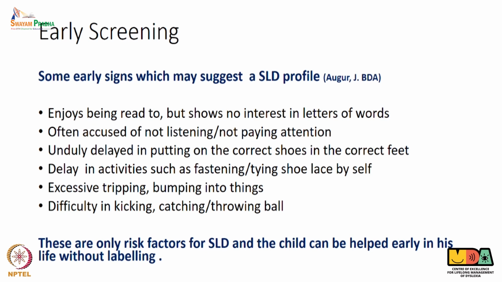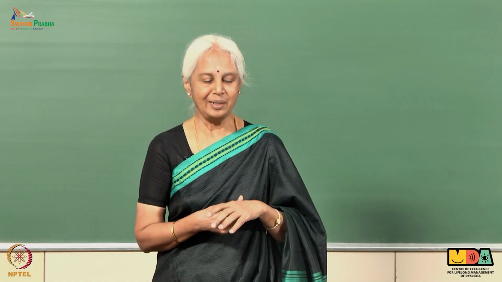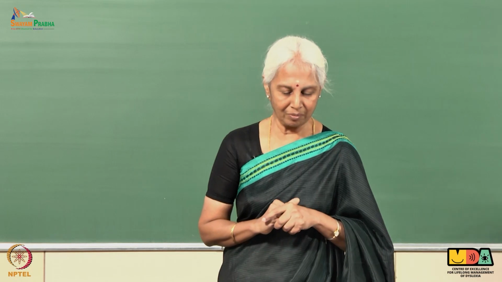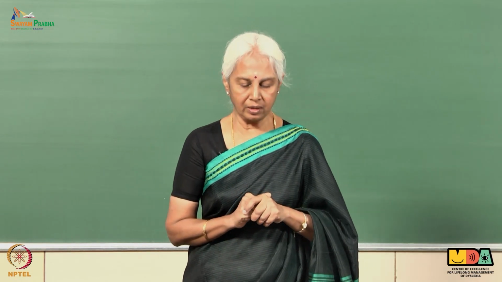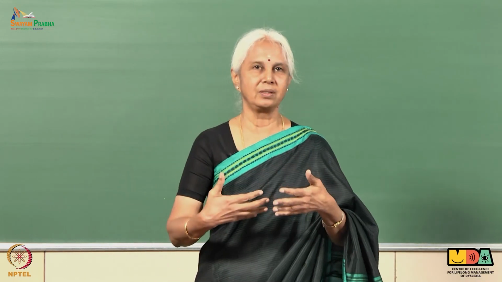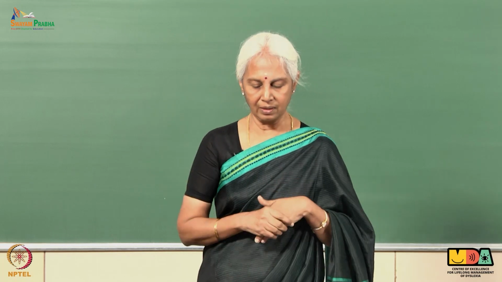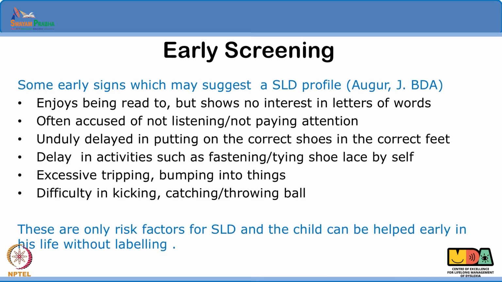Now early signs, as I said, we cannot really get the early signs because academics do not begin that early and the problems are linked to the academic learning. But here are some symptoms that you can, do not label them, but you can suspect that the child may have a problem. So enjoys being read to, but shows no interest in letters or words. Usually the children would say, you read it for me, the stories, but they do not show interest in the letters and numbers. Some children can have, the parents may say, does not listen at all, how much ever we say he is not listening, does not pay attention.